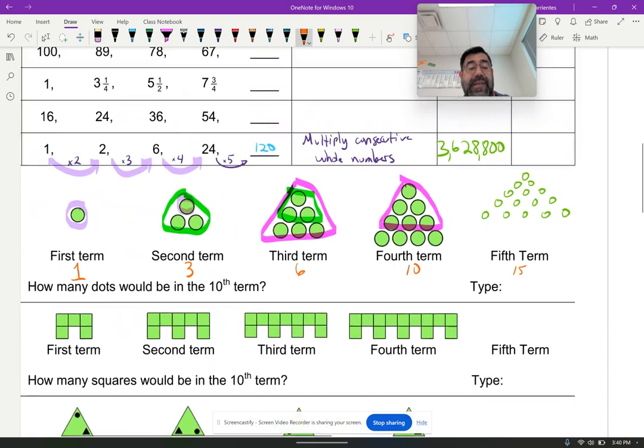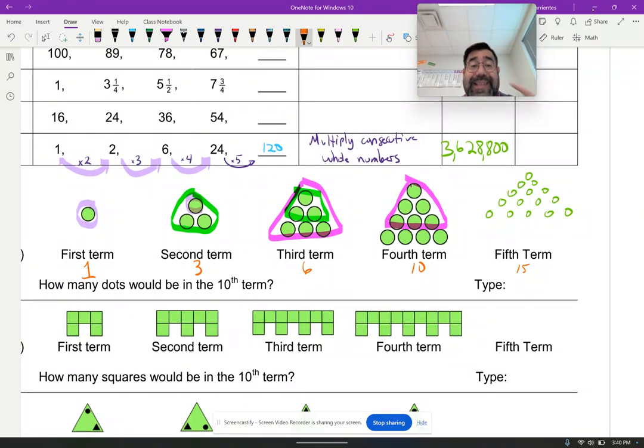So the question is, I don't want to see what the 10th term is, but I want to know how many dots there are in the 10th term. So is there a pattern with these numbers, with this sequence of values? 1, 3, 6, 10, 15. What's happening to get from 1 to 3, 3 to 6, 6 to... Can you tell what's happening?